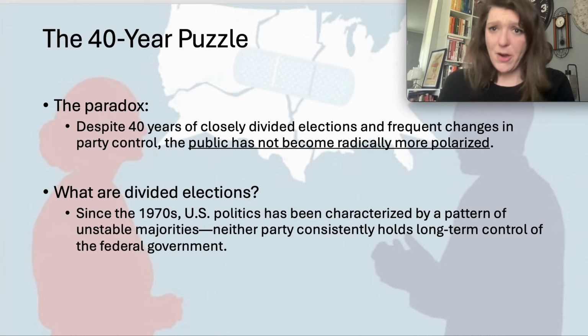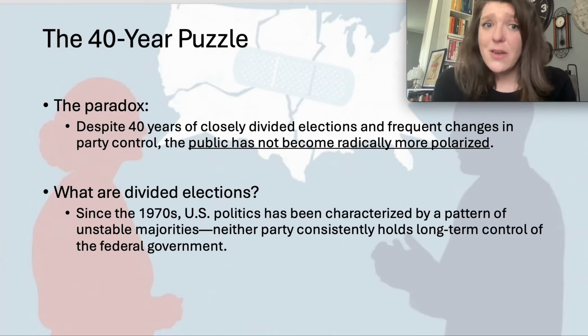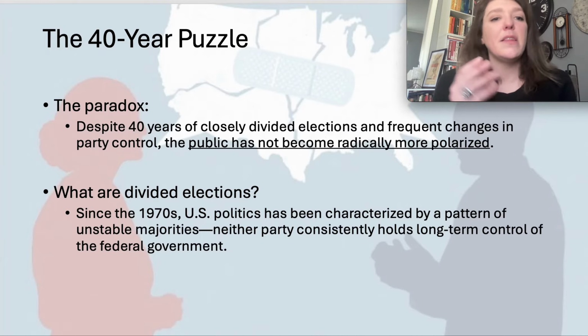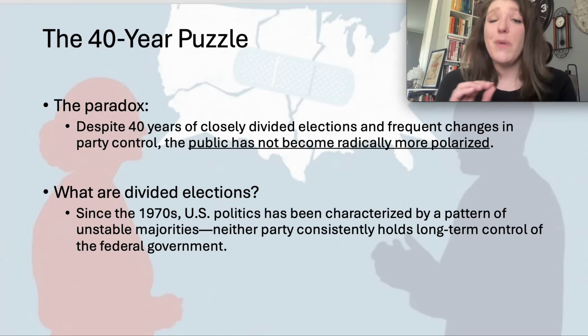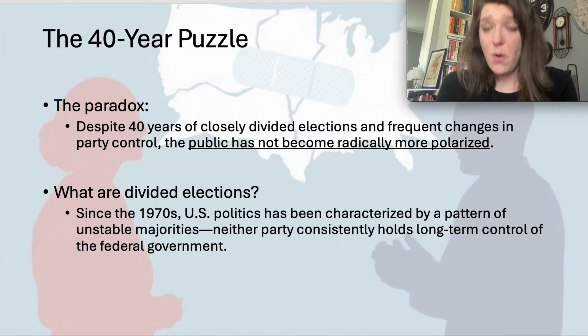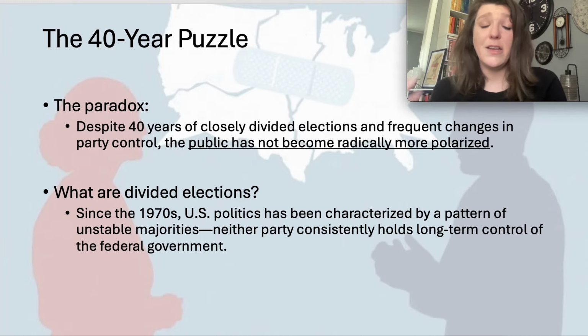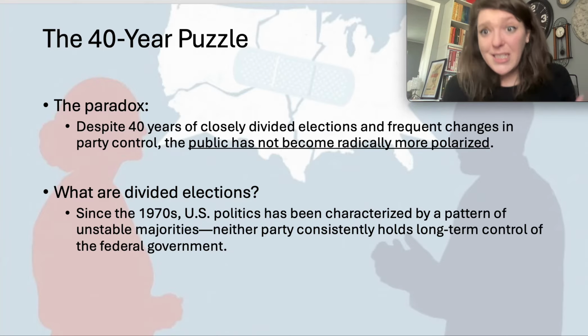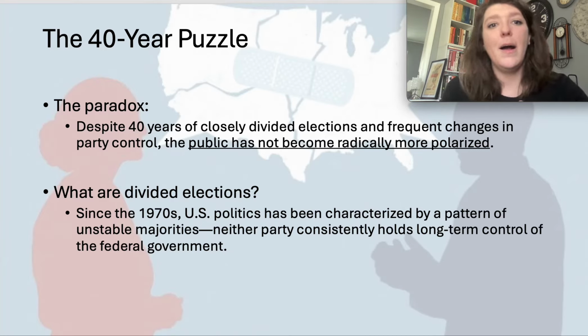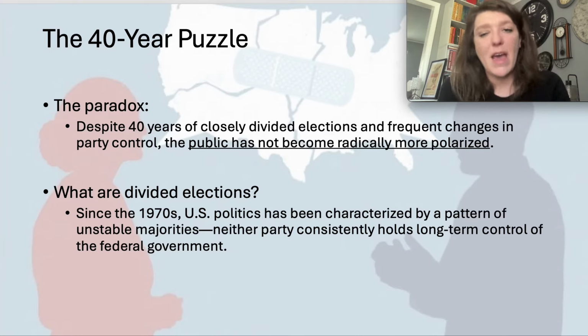Okay, so the paradox, the 40-year puzzle, is the reason why Dr. Morris Fiorina wrote this book. He looks at the fact that despite 40 years of closely divided elections and frequent changes in party control, the public itself has not become more polarized. We have this constant narrative that the American public is deeply polarized. Fiorina is saying, no, they're actually not. But we have something weird happening. This is the puzzle. Poli-sci people love puzzles. The puzzle is that for the past 40 years, our elections have been decided on a razor's edge and we've had a lot of turnover.